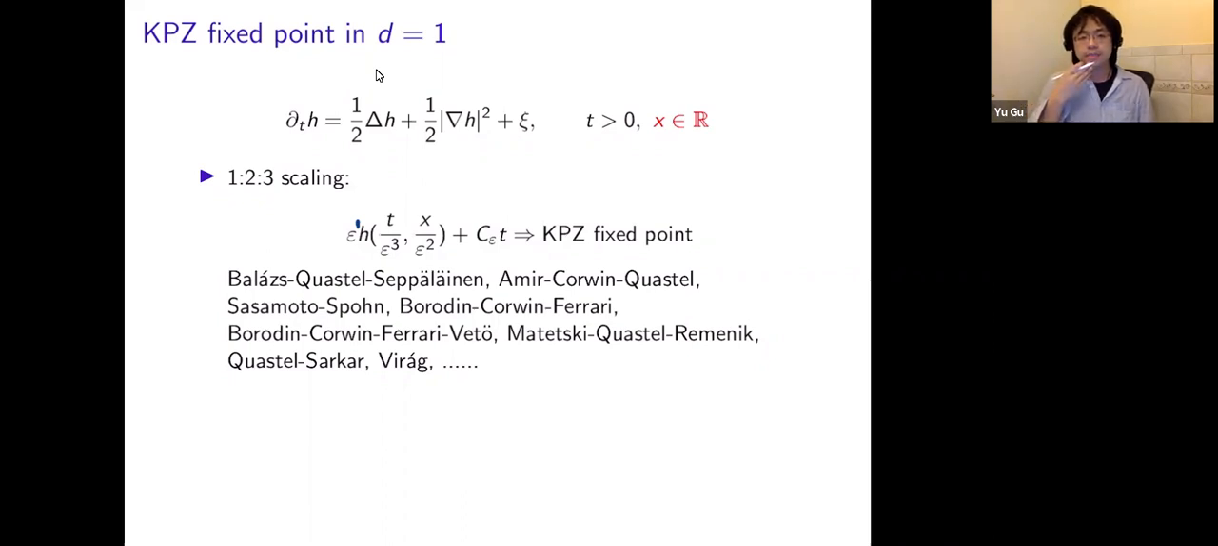There has been a lot of progress in this direction, in particular last year by Jeremy Quastel and Sourav Sarkar, and also by Balázs Virág, now in Toronto. So they proved this result: you look at the solution to the KPZ equation, you do this 1-2-3 scaling, and the fluctuation is described by the fixed point. And here I only listed some of the papers related to the equation itself.